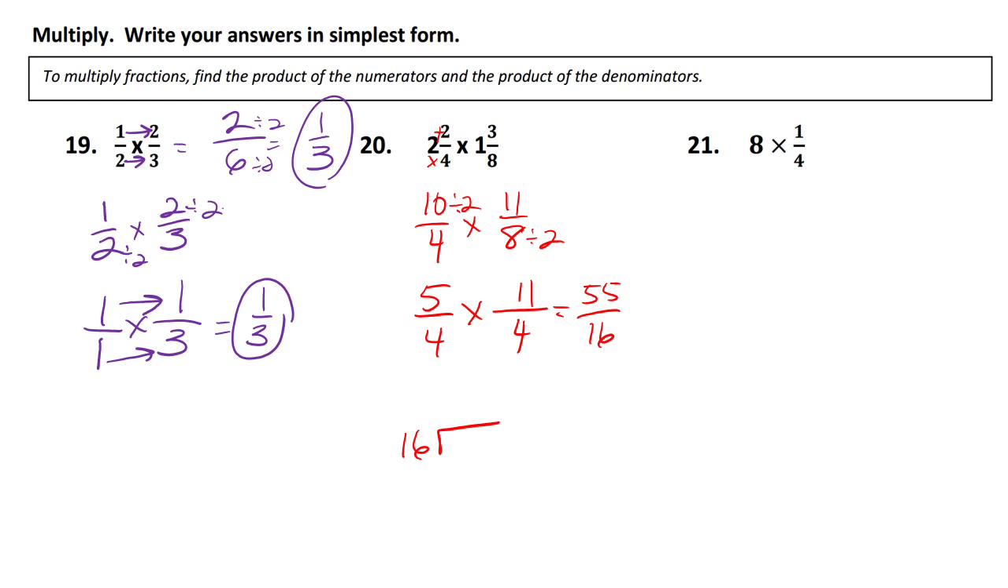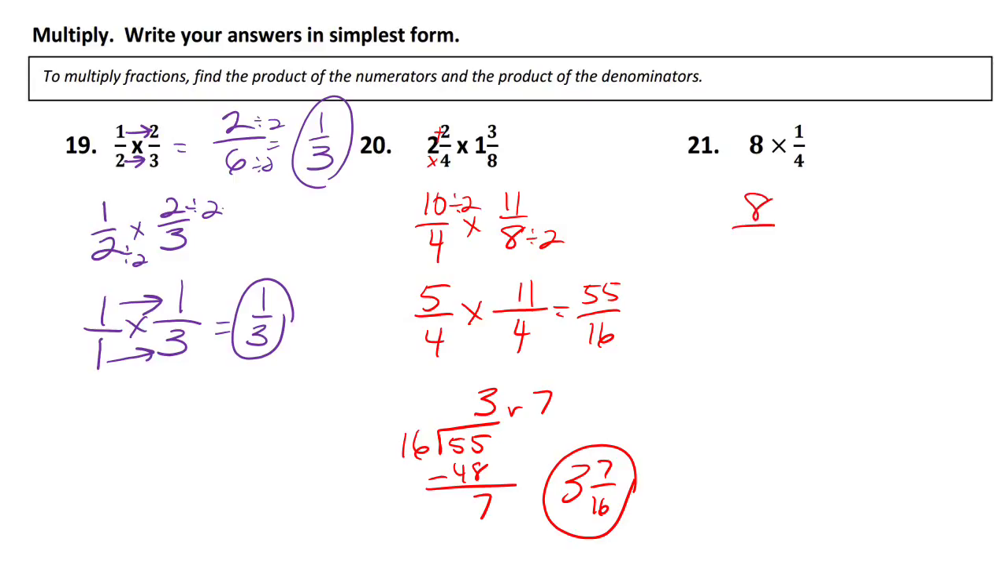And we can do some long division. 16 goes into 55 3 times. You can see the steps that's happening on the screen with the remainder 7. So our answer for number 20 is 3 7/16. So number 21, we need to make 8 into an improper fraction, which is 8 over 1 times 1 over 4. Let's go ahead and simplify first, make it easy for ourselves. So 1 and 1 already simplified. 8 divided by 4 is 2. 4 divided by 4 is 1. So you should get the improper fraction of 2 over 1, which when we simplify it is equal to 2.